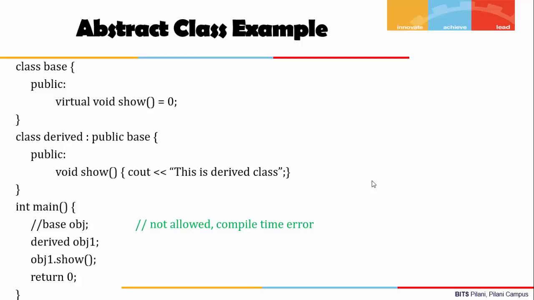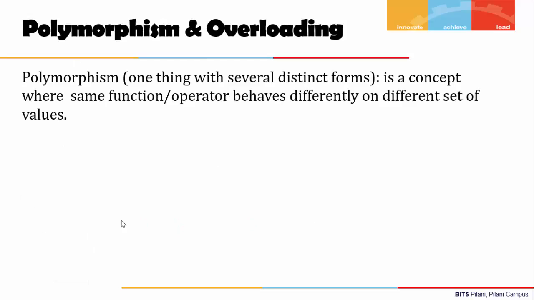So in this example, in main, when we write the statement Base obj, it will give a compile time error because we cannot create an object of the base class. Then when we define the function show inside the abstract class, it will give an error because it has to be defined outside, as it is an abstract class and pure virtual function. So this is how an abstract class is used. Using this, you will understand what polymorphism is.